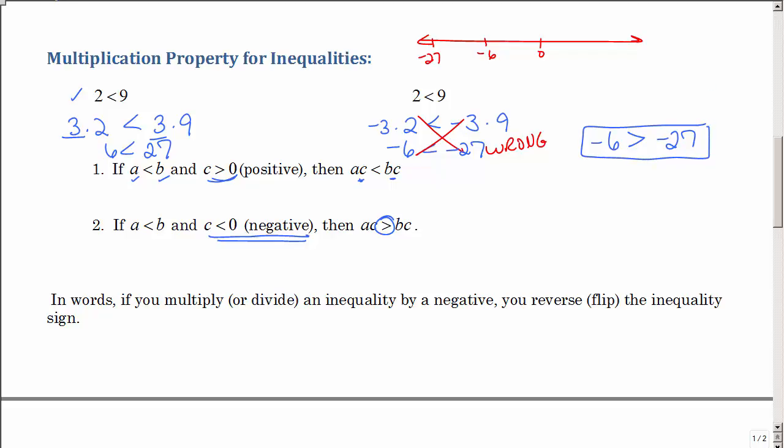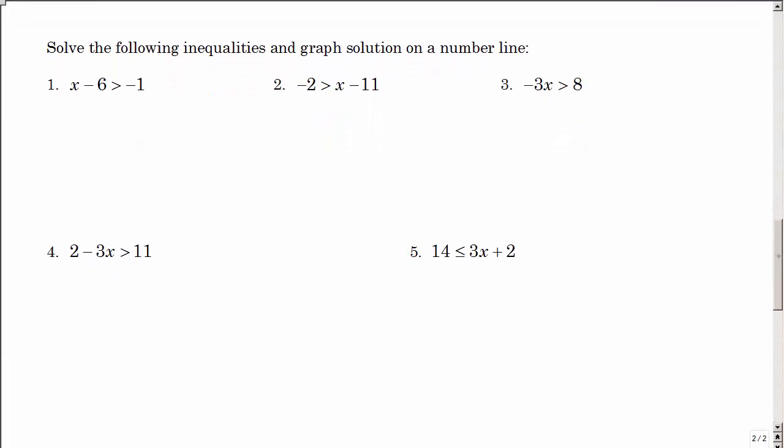In other words, if you multiply or divide an inequality by a negative, you reverse that inequality or flip it around. Right? So multiplication or division by a negative number reverses that inequality. Other than that, you treat them just like equal signs. All right, so let's just go through some pretty easy steps. All right, we're going to solve the inequalities, and I'm going to ask you to graph it also on a number line. Nothing elaborate, just to show me that you can shade in the appropriate direction.